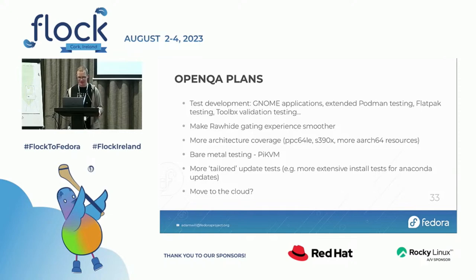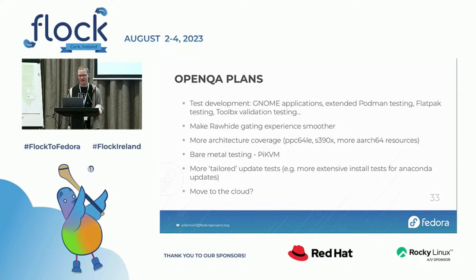We've got validation requirements for Toolbox, which need to get automated, so we have a whole pipeline of new tests to write. I'm always working on trying to make the Rawhide gating thing as smooth as possible, so that's a future plan. More architectures would be nice. We have AArch64 right now, but it's very hardware constrained, so we don't run the update tests on AArch64 because we don't have enough hardware. It would be great to have S390. We do PPC on staging, but not prod, again because there isn't enough hardware.